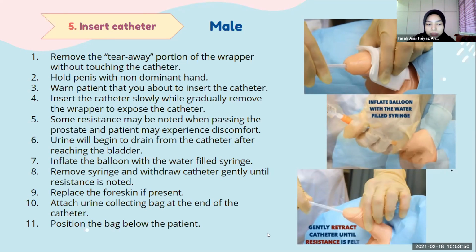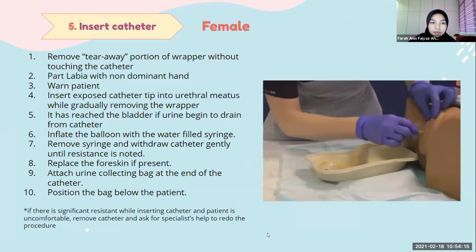Then after that, we can inflate the balloon with the water-filled syringe, and then remove the syringe, and withdraw the catheter gently until resistance is noted. And then for an uncircumcised patient, we need to replace the foreskin and then attach the urine collection bag at the end of the catheter, and we need to position the bag below the patient.